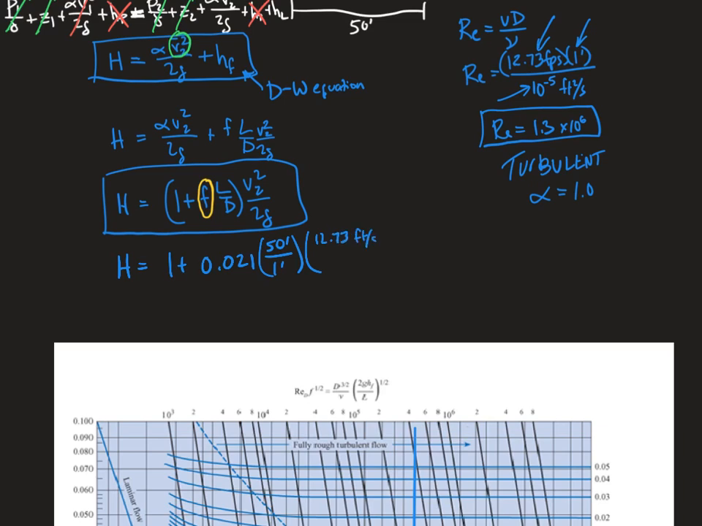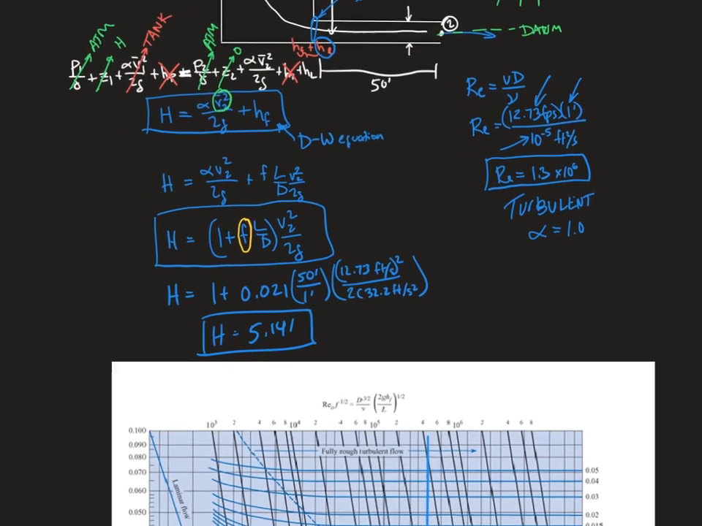12.73 feet per second squared on 2 times 32.2 feet per second squared. Okay? And so that's just a plug and chug. And we end up with H equals 5.14 feet. Okay. So that's it. These are the straightforward ones.